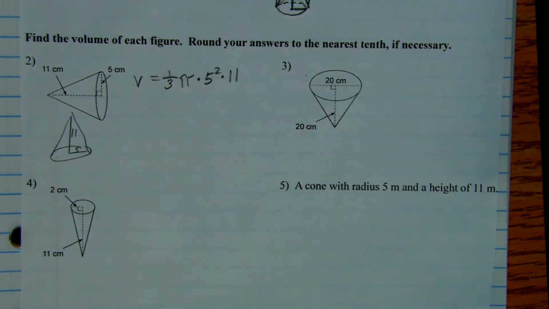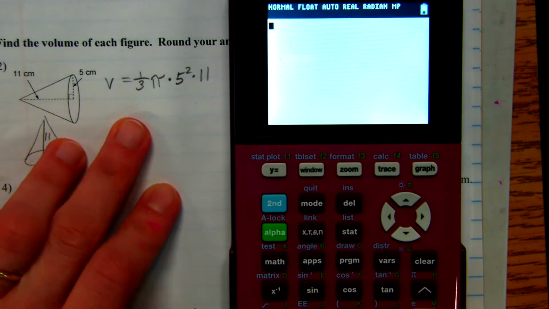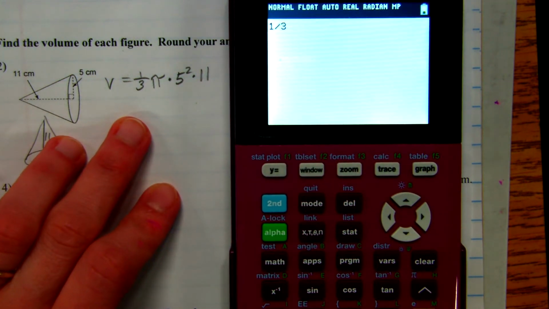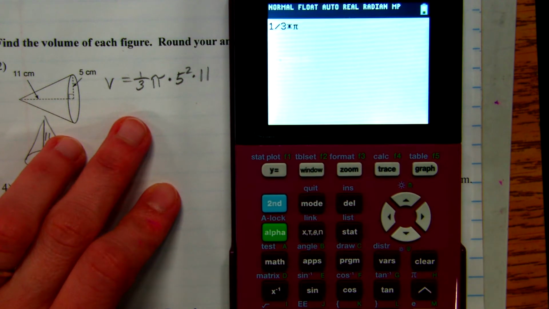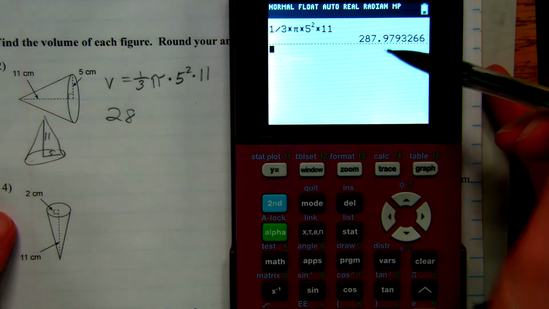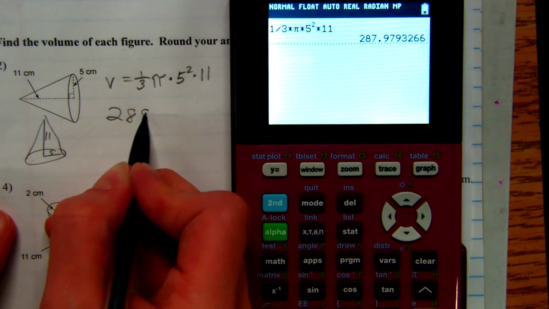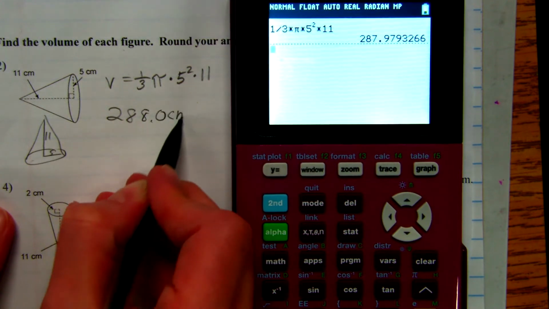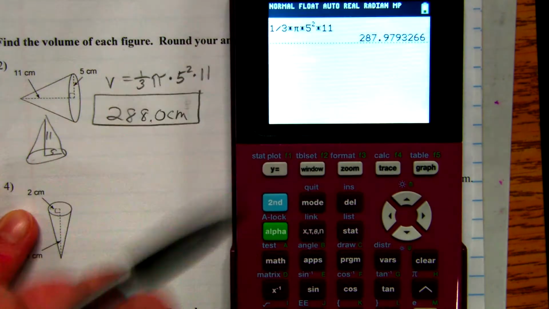So I'm going to show you 2 ways to put this into your calculator. All right? So if we want to just use it the way it is with the 1/3, you could do 1 divided by 3, and then just hit times. We're going to use the pi key, which is above your power key, times 5 squared times 11. So I just typed the whole thing in. We get 287.97. Oh, actually, let's look at this. So we're going to round to the nearest tenth, which is this 9, but there's a 7 next to it, which makes that 10. So it's going to round up to 288.0 centimeters cubed because it's volume. So we should have cubed on the answer, okay?